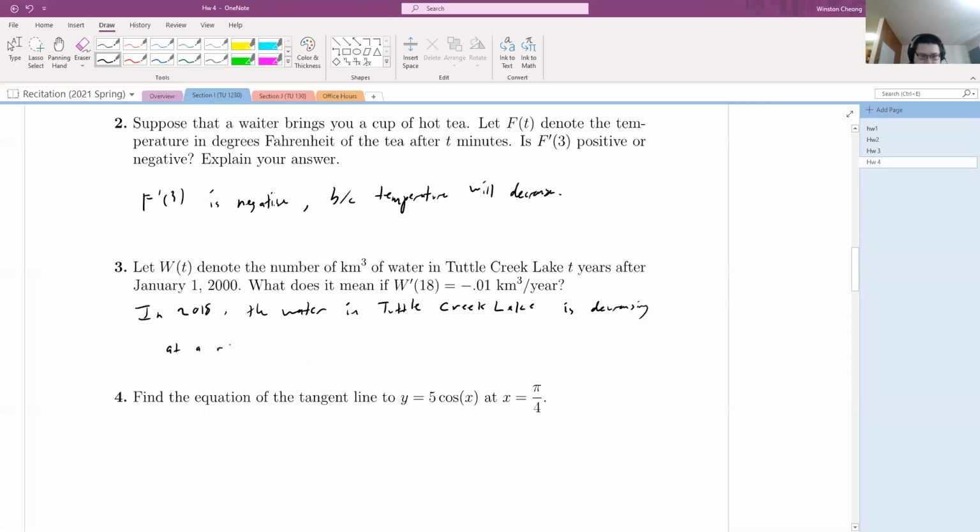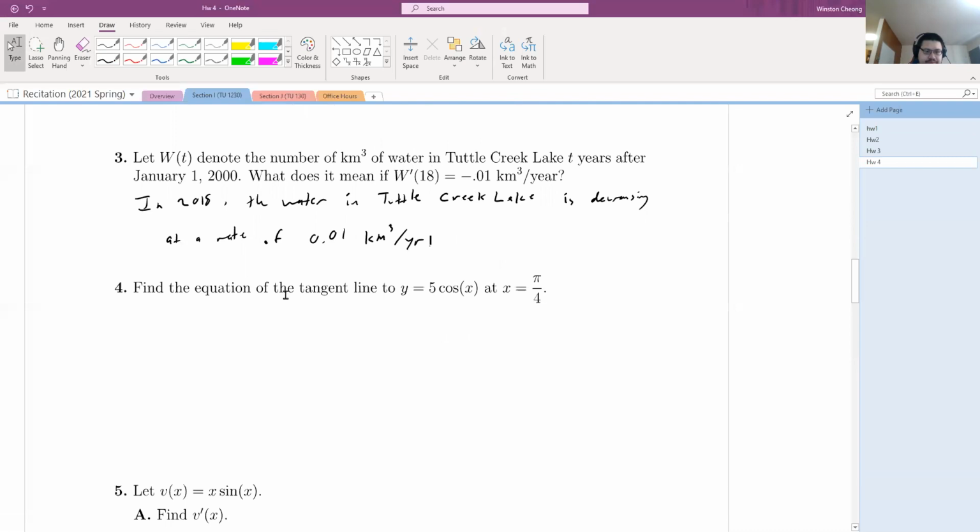at a rate of 0.01 cubic kilometers per year. Decreasing at a rate is because it's W prime and because you've got a negative there. So that is how you would re-express the whole problem in words. Does that make sense? Okay. No questions. All right.